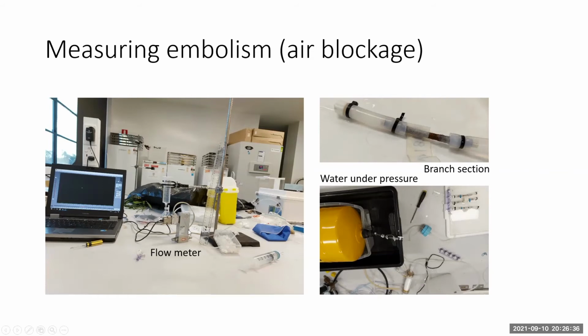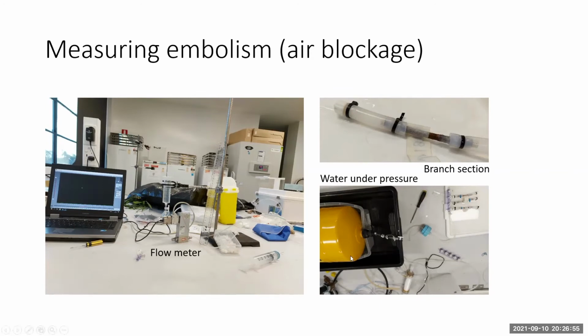So here there's a flow meter, which is attached to a water source, a syringe, and there's a stem sample here. So the water from this syringe flows through the flow meter and then through the stem. So this flow meter calculates how fast the water is flowing through the stem.